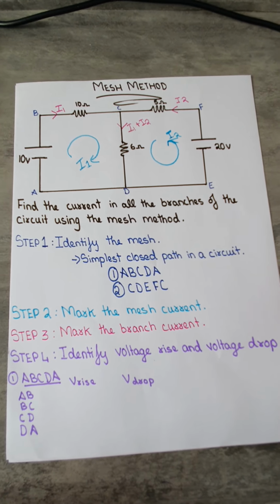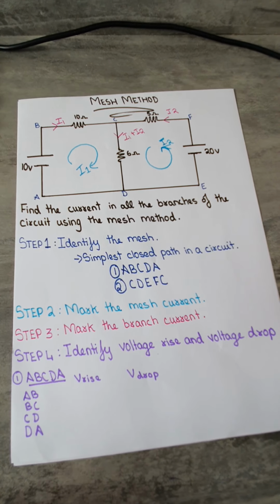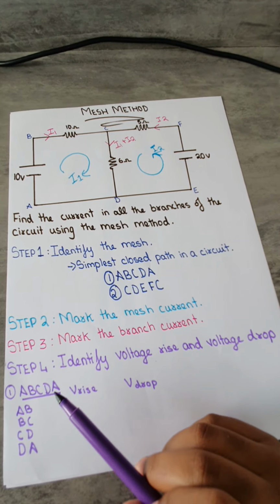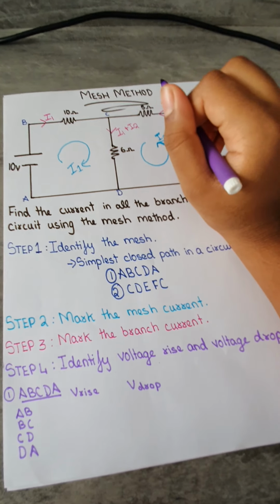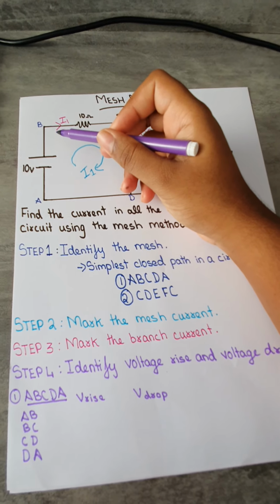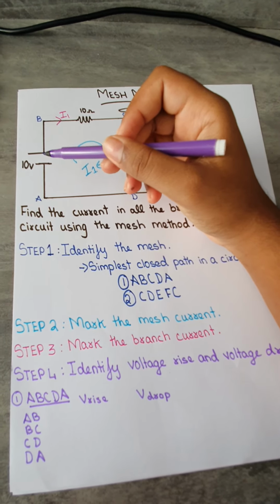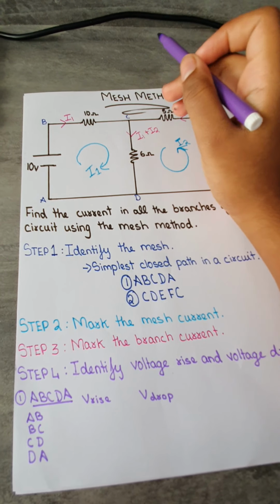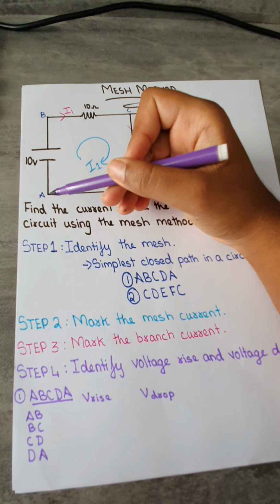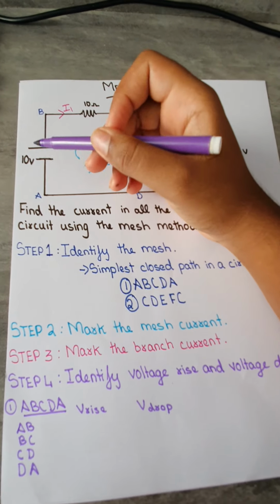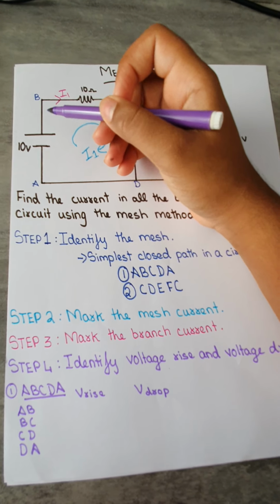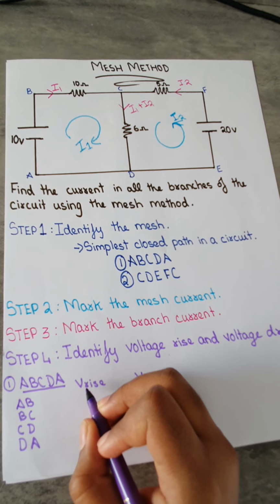Now let's look into step 4. Step 4 is to identify the voltage rise and voltage drop in each of these meshes. So let's start with mesh ABCDA. Now first is AB. AB has a voltage source. In a voltage source, if we are moving from positive to negative, then it's a voltage drop, and if we are moving from negative to positive, then it's a voltage rise. Here, moving from A to B, we are moving from negative to positive. So as I said, negative to positive is voltage rise. So for AB, we can give 10 volt.